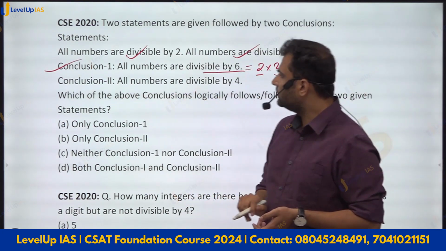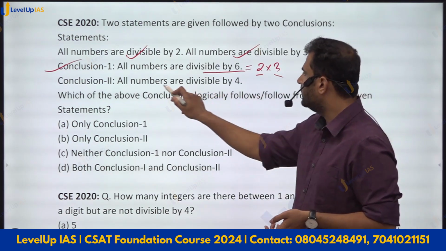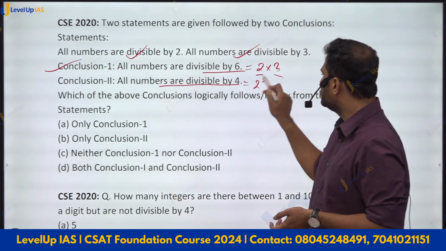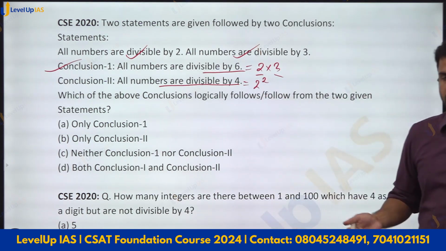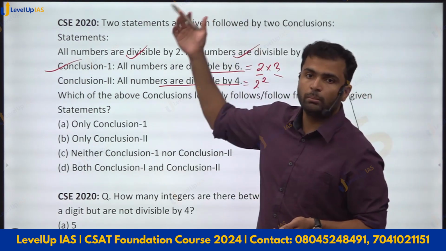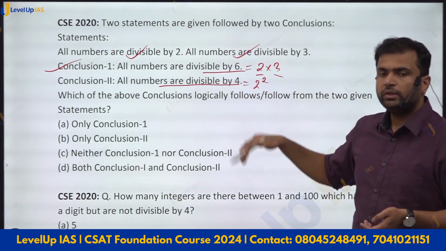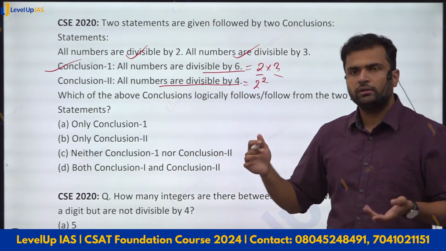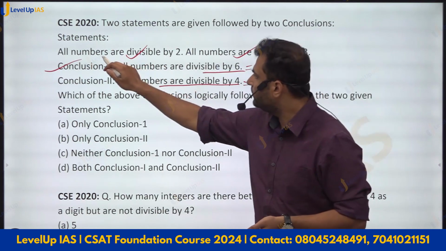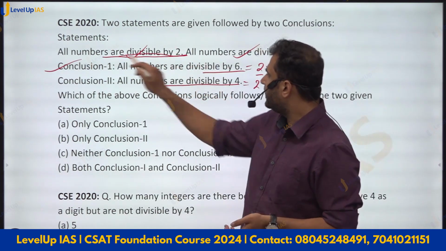Now let us see conclusion number 2. We have: all numbers are divisible by 4. But what is 4? 4 is 2 square. That is the prime factorization of 4. Now when will a number be divisible by 4? When it is divisible by 2 squared, that is, 2 appears 2 times in that number. But here we have only once and here we have none.